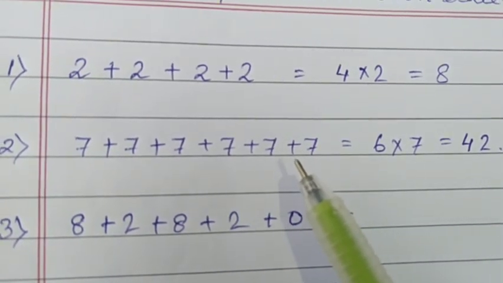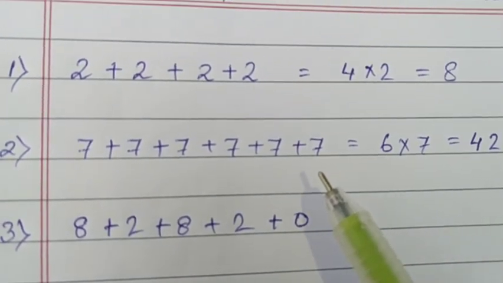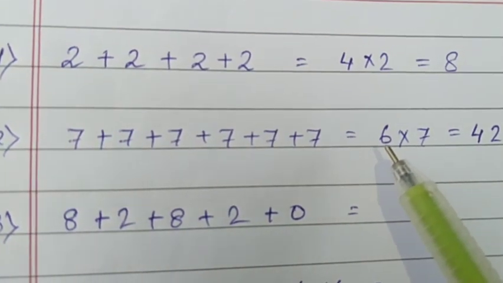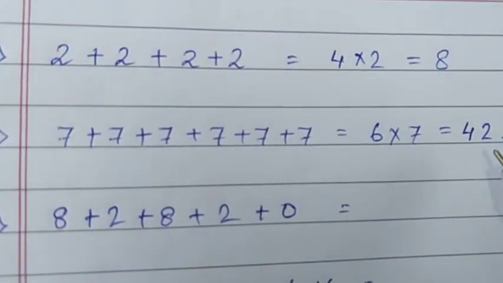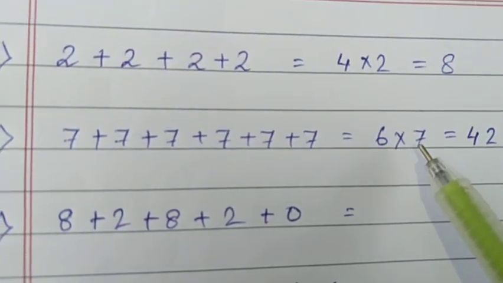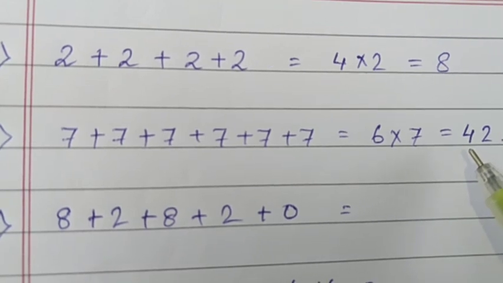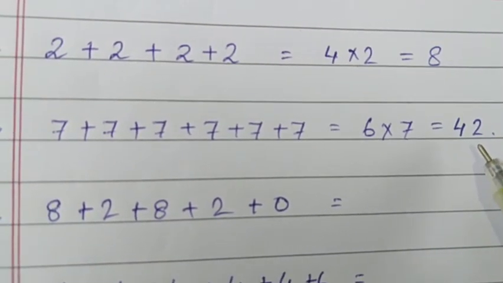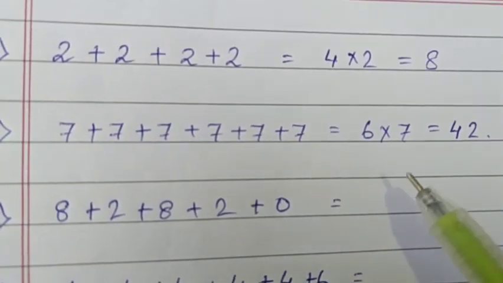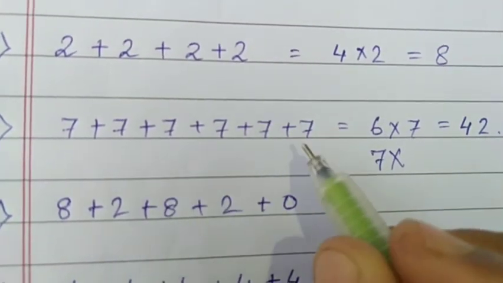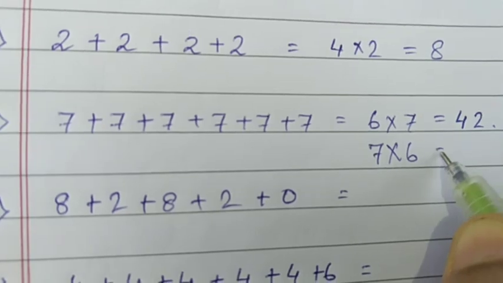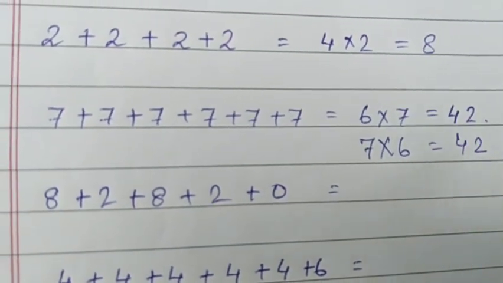If you need to count it in this way, you will need more time. But if you know that 6 7s are 42, you can give the answer within a single second. 6 7s are 42 or 7 6s are 42, both ways you can write, the answer is going to be the same. 7 is being multiplied, so you can write 7, then the sign of multiplication, and how many times it is multiplied? It is multiplied 6 times. Both will give you the same answer.